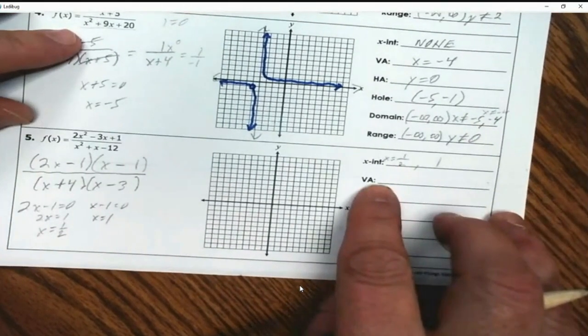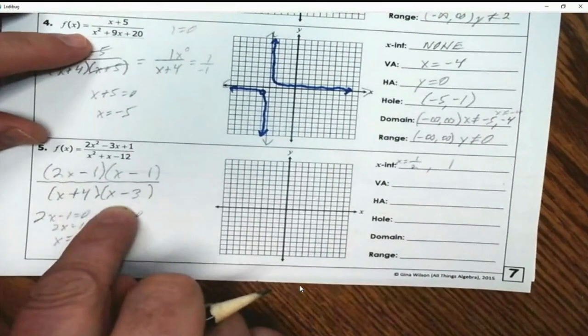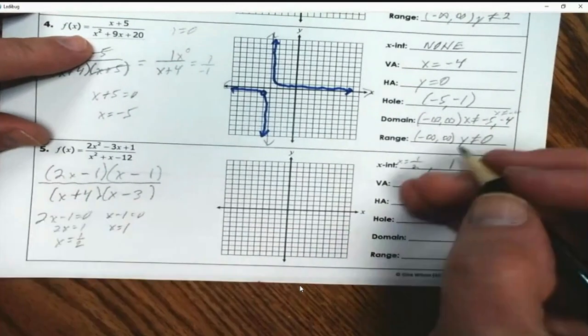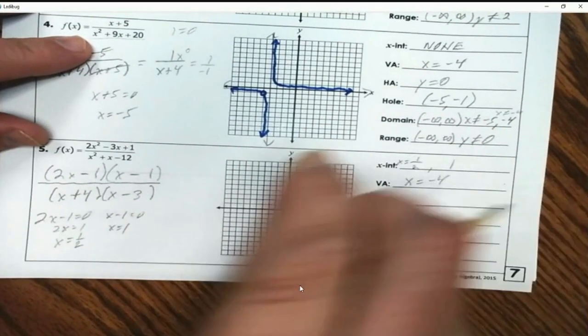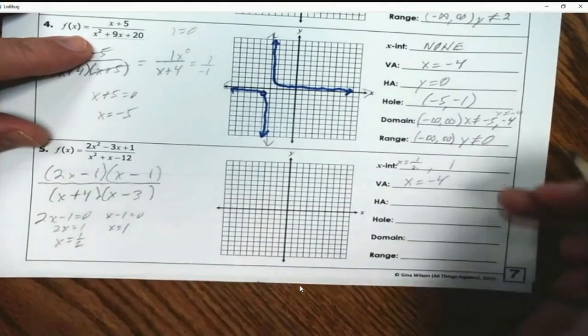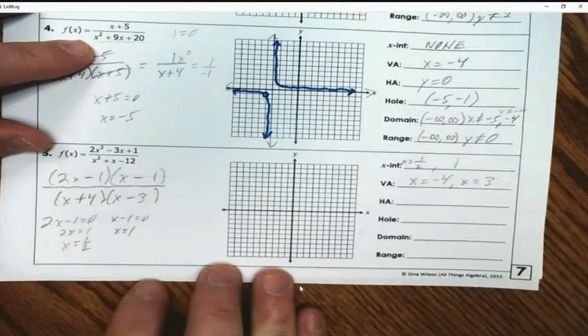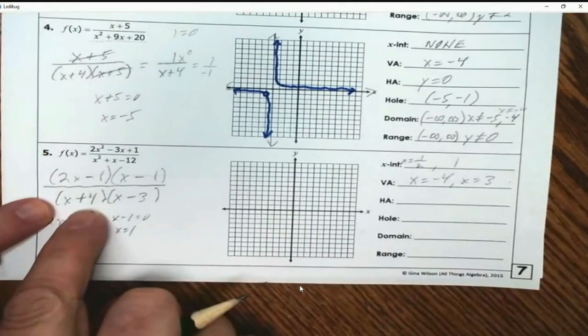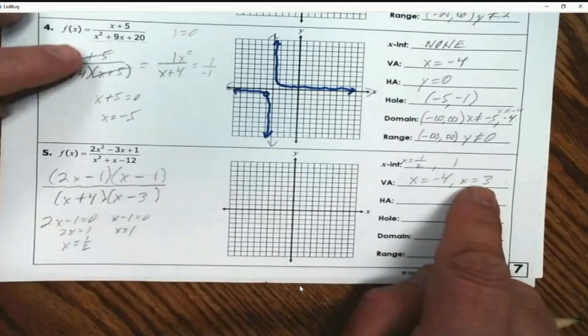Vertical asymptote, denominator equal to 0. So the vertical asymptote, there's one at negative 4 because of the x plus 4, and there's one at positive 3. Because we set these equal to 0. x plus 4 equals 0. x equals negative 4. x minus 3 equals 0. x equals 3.